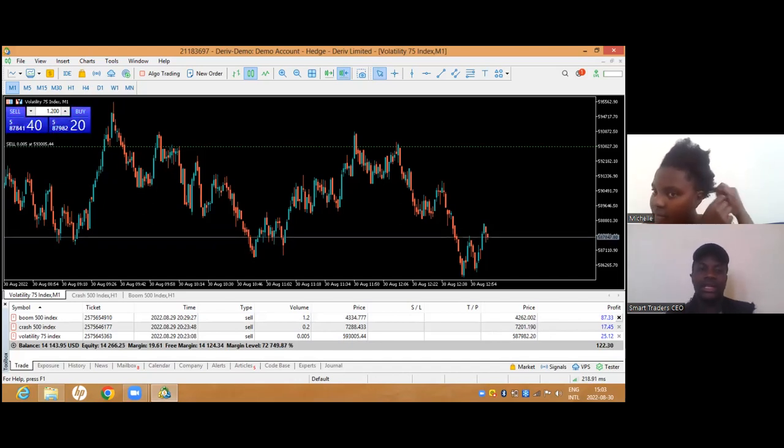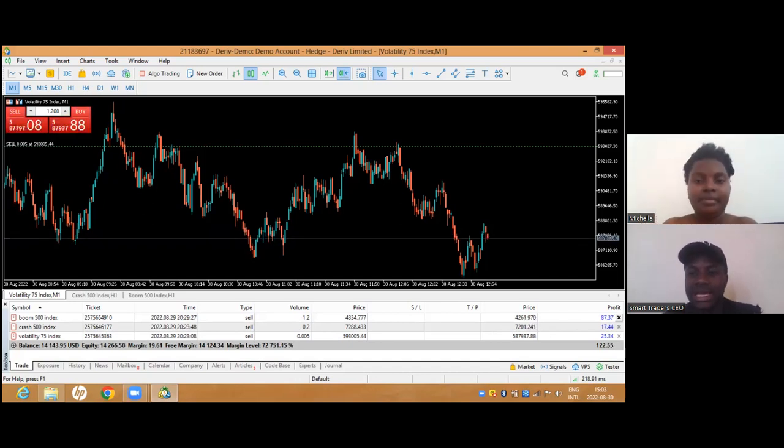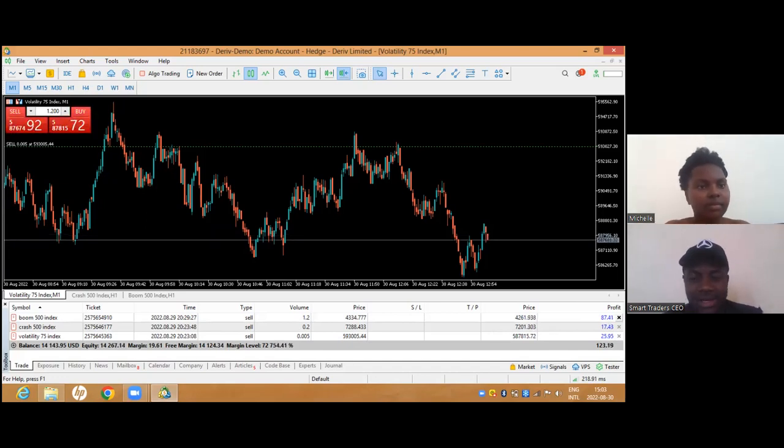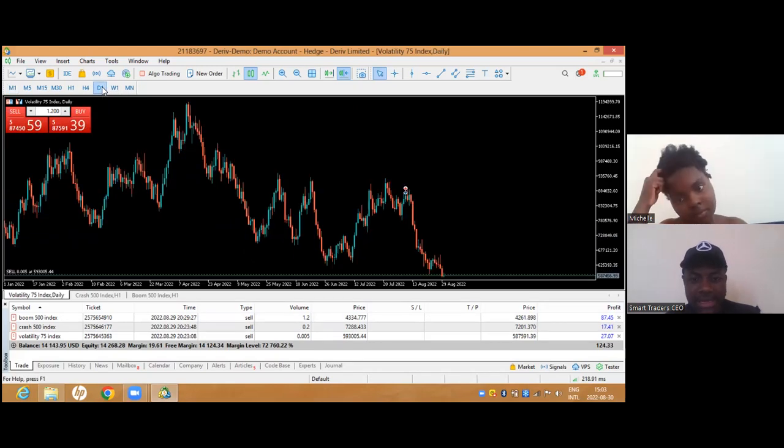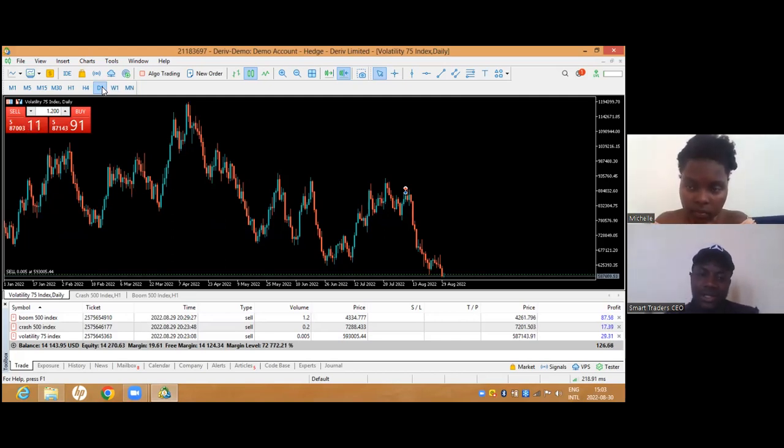Okay. I want you to go to the daily time frame. Yes, D1. Right. So on the D1, we want to place what we call support and resistance. Support and resistance are levels on the market, levels in your chart, where the market responded to most of the times. So areas where the price responded most of the times are likely to be responded to even in the future.